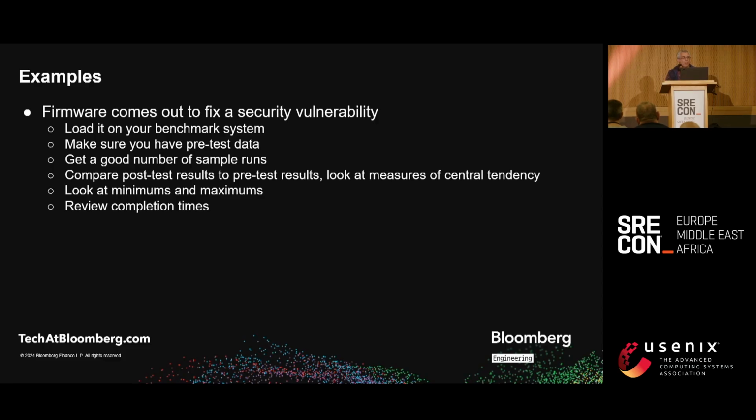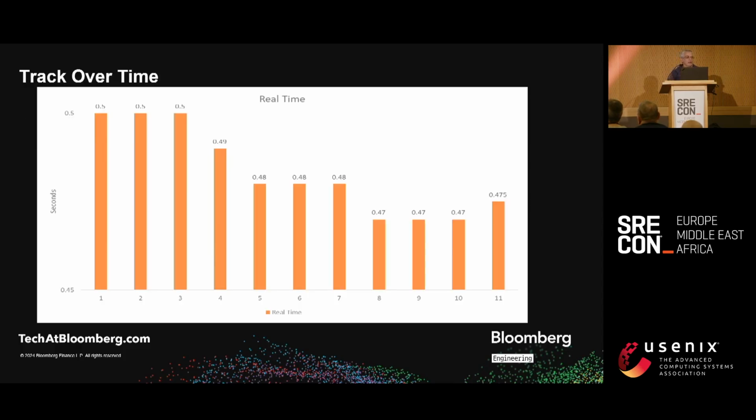Now, here's an example. Firmware comes out to fix a security vulnerability. You load it on your benchmark systems, and you make sure that you have your pre-test data. So load it on your system, look at the completion times. And here's what we got: a graph of our real-time behavior from some set of database calls. As you see, as the versions go on, we're actually getting a little better, which is pleasant to see.